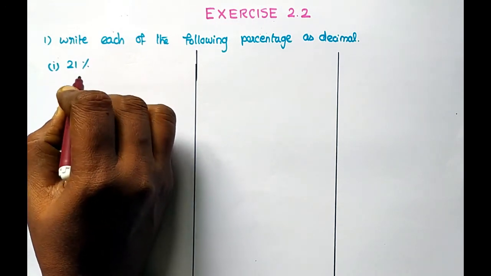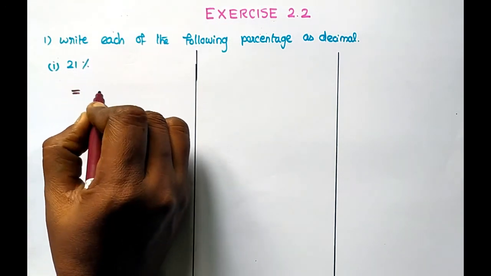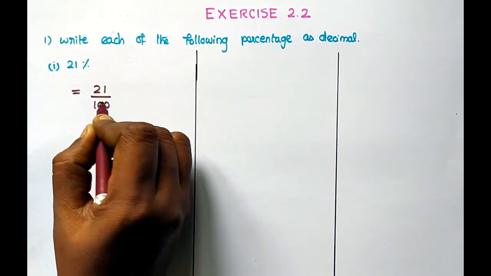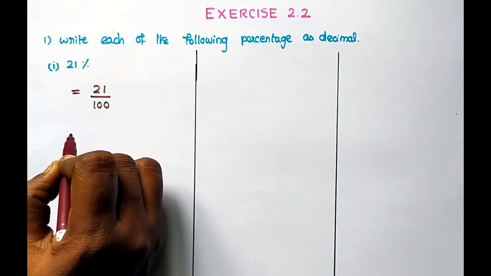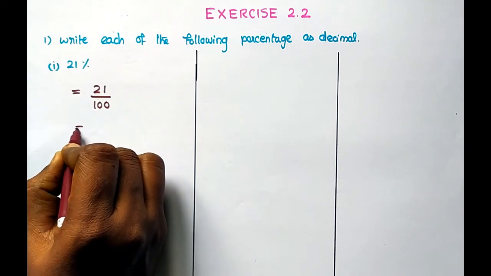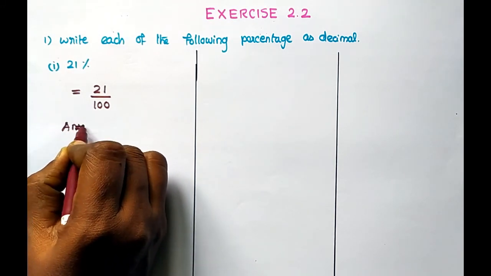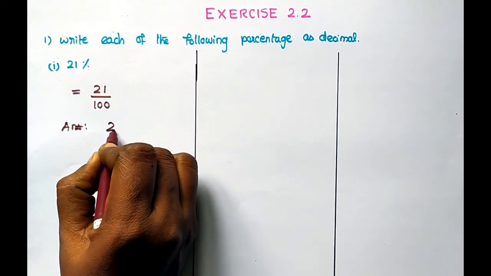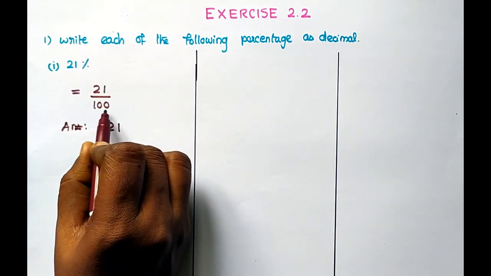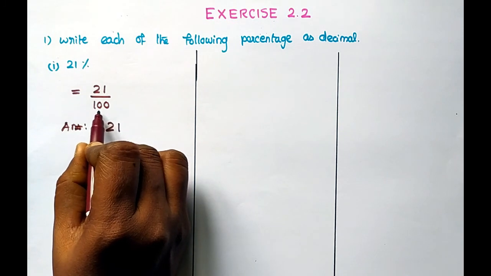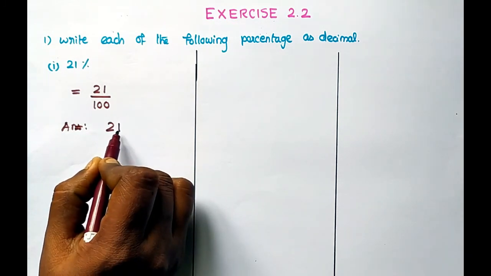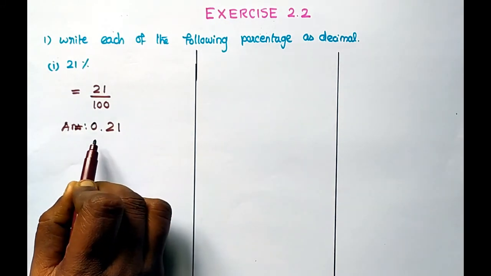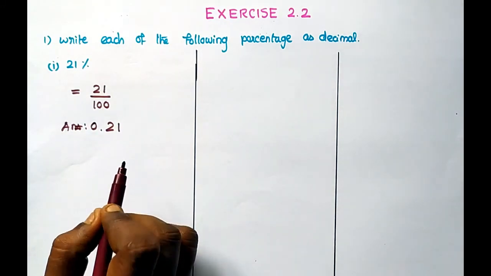Listen, first step, 21 percentage means 21 out of 100. We know that very well. It is a fraction. Now we have to change it into decimal. Write the numerator. How many zeros are there in the denominator? 2 zeros. So 2 digits before, we have to keep the point. So 0.21 is the answer.